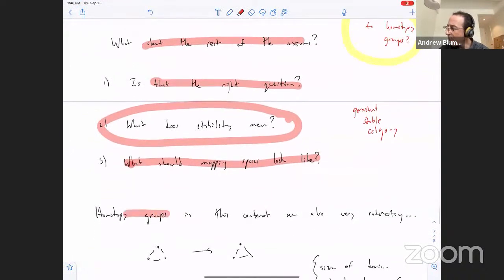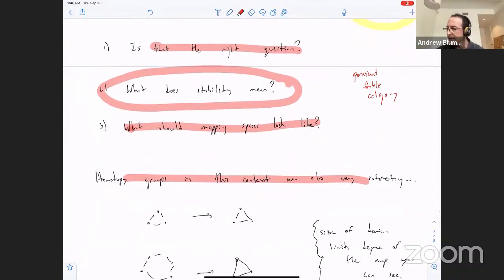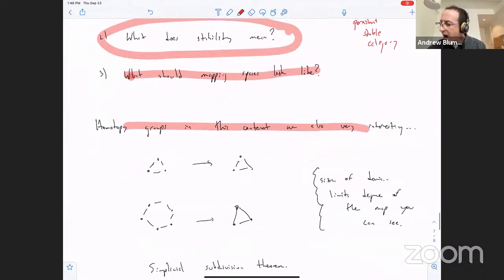And that's closely related to homotopy groups. To give you an example of the kinds of issues that arise, I'm going to conclude by highlighting a little bit about why this is interesting and subtle.